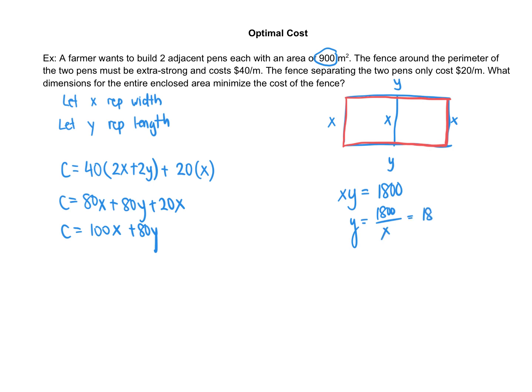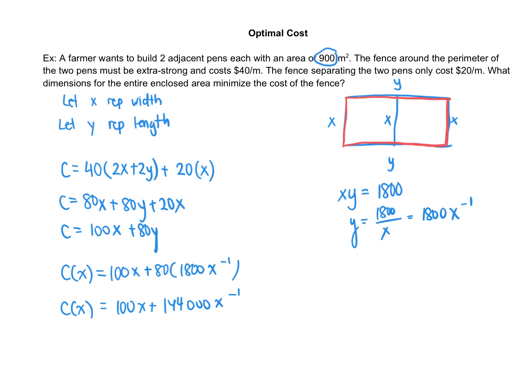And if I want, I could also write this as 1800 x to the negative 1, just thinking about my derivative for the next step. And now I can go ahead and sub that in for y, and then I'll have my equation for cost in terms of the width. So I have 100x plus 80 times 1800 x to the negative 1. And now I'm going to clean this up. Okay, there's my cost equation, and now I can go and find the derivative of it.